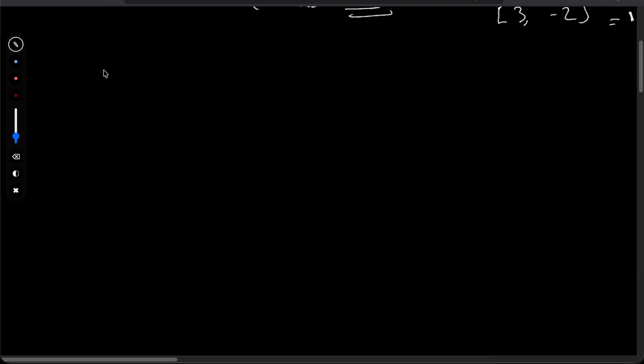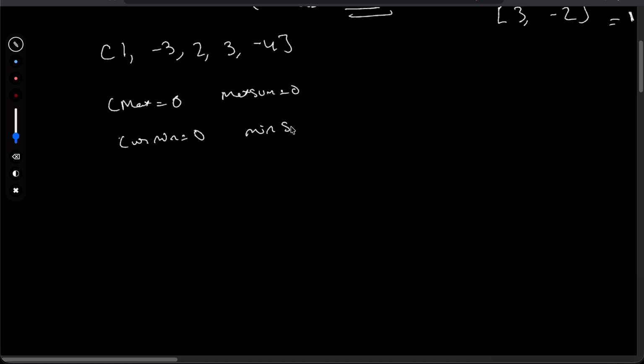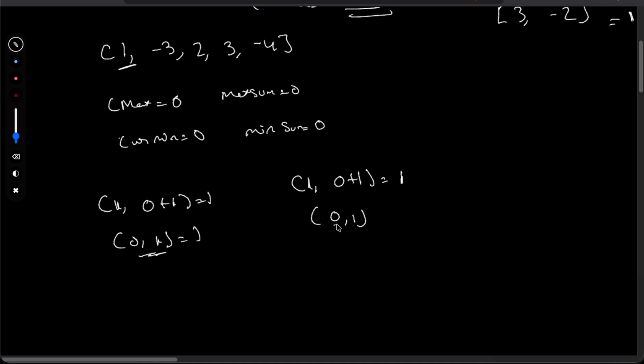If we have nums like 1, -3, 2, 3 and -4, then current max is 0, max sum is 0, current min is 0, and min sum is 0. The first element is 1. Current max is 0 plus 1, which is 1, and the max of 0 and 1 is 1. In minimum, current min is 0 plus 1, so 1, and the minimum value is 0.